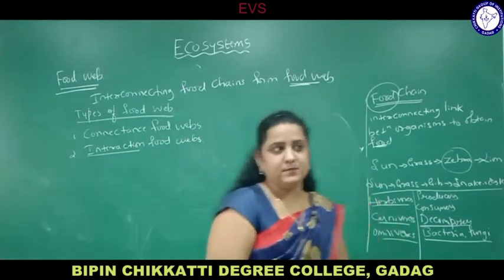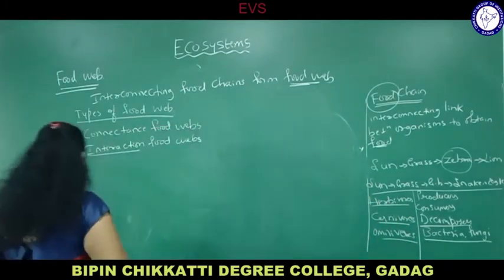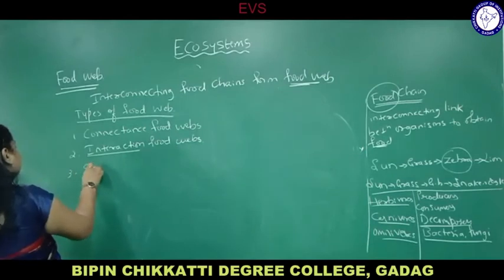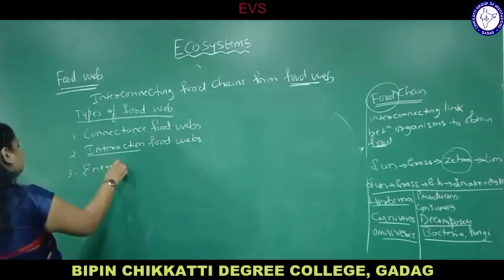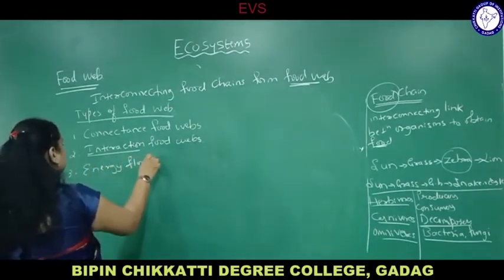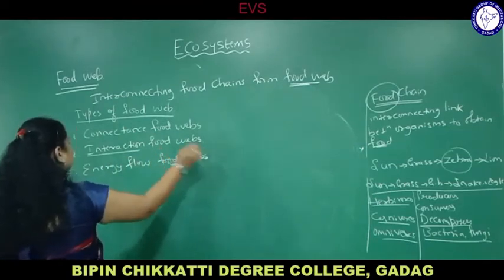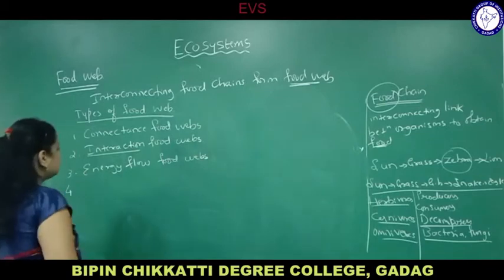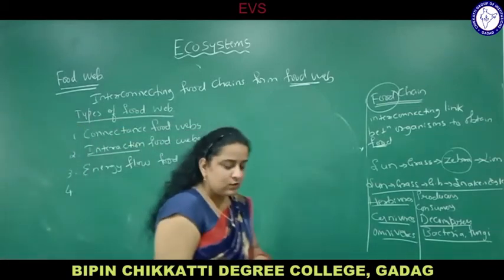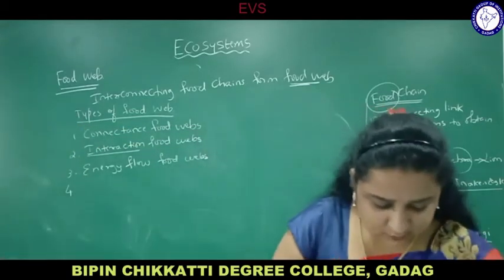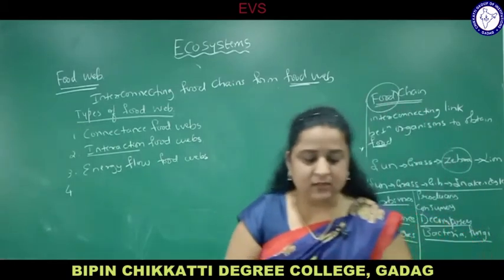Energy flow food webs. Already you know that. That's the meaning of energy flow. So in every interaction, every interconnected food chain, there is flow of energy between the organisms.